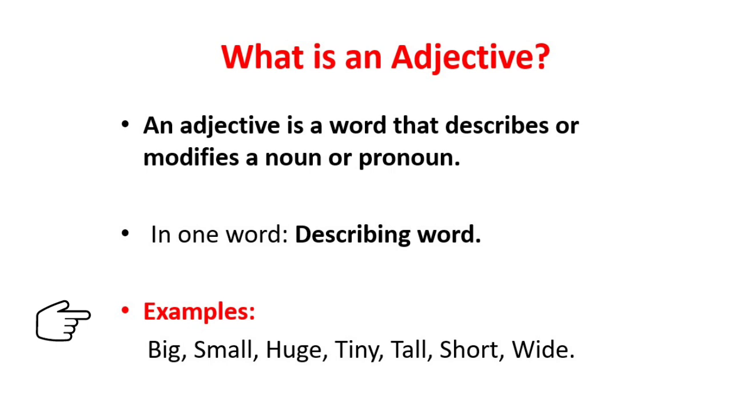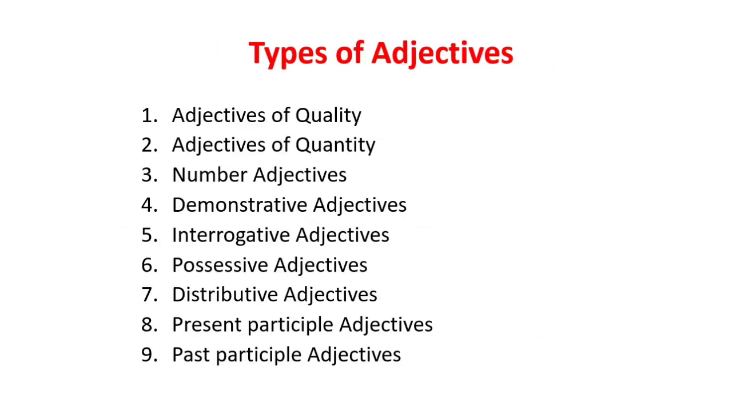See these examples: big, small, huge, tall, short, wide. One more thing I want to tell you: whenever we use any adjective, we use the adjective before a noun. In upcoming time you will see that I will tell you everything. So now let's see the different types of adjectives.